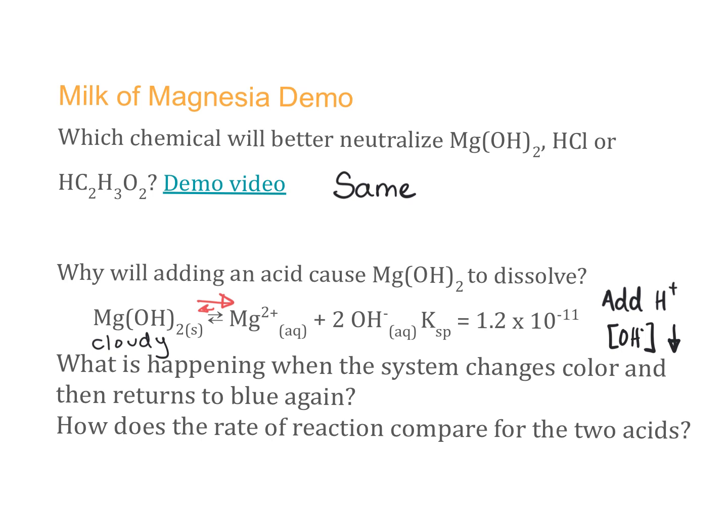Now it says, what is happening when the system changes color and then returns to blue, which would be basic again? Well, what happens, first you dump in the acid. And as soon as the acid goes in there, the H+ concentration skyrockets because you just dumped a whole bunch in.